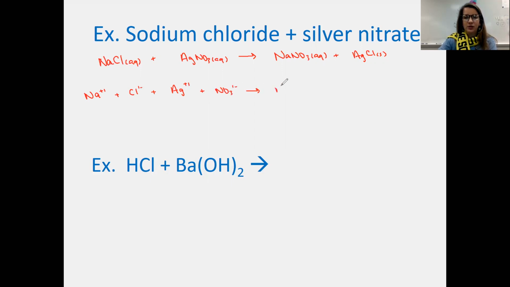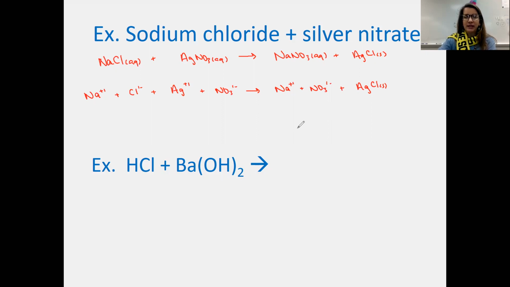yielding one sodium ion, one nitrate ion, and then solids, liquids, and gases do not ionize in water because the water did not pull those ions apart. So we would leave AgCl as that.